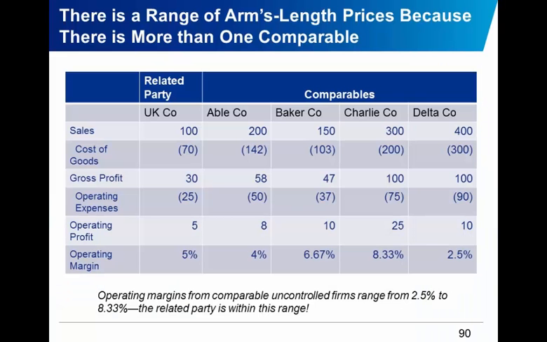We're going to begin with an example we've used in the past, earlier in this series of lectures, of a relatively simple CPM where our related party is UKCO and the comparables are Able, Baker, Charlie, and Delta. But I'm going to do the rest of this presentation in an Excel sheet so that we can see how calculations are done.